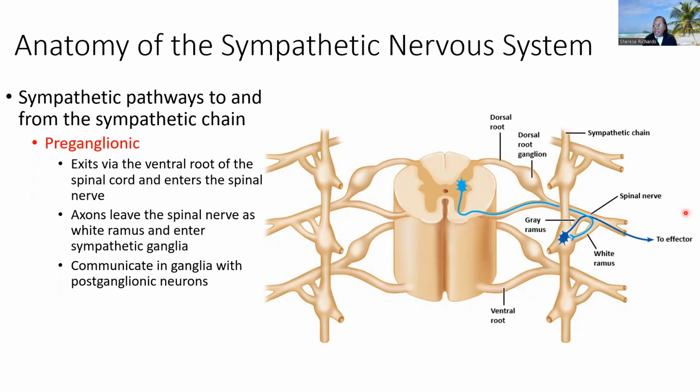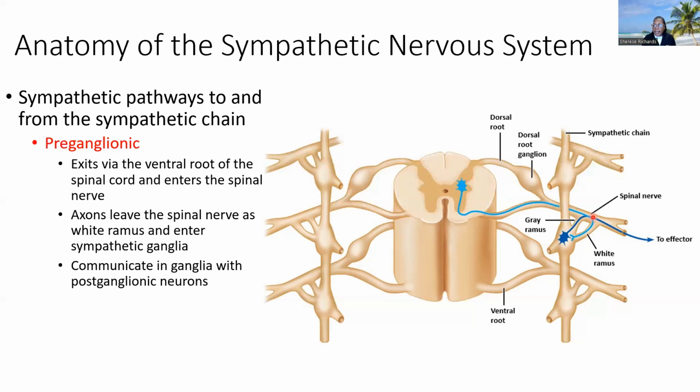And if you look at the myelination of these 2 neurons, we're going to refer to the preganglionic neuron as being the white ramus. And then we're going to refer to the postganglionic neuron as being gray ramus because it is, or sorry, the white ramus was myelinated and the gray ramus is going to be unmyelinated.